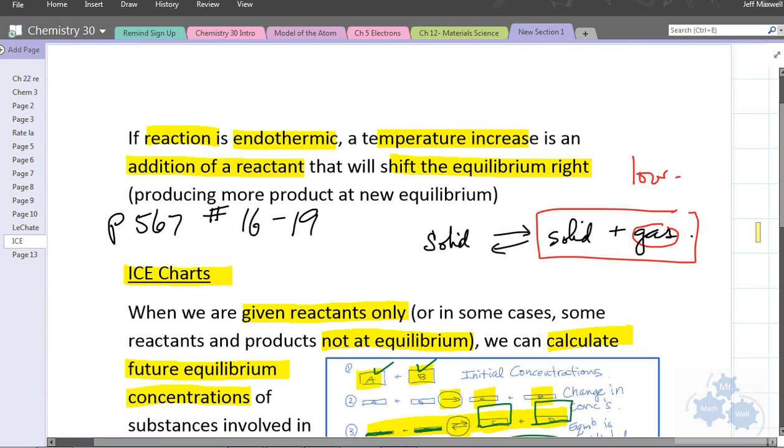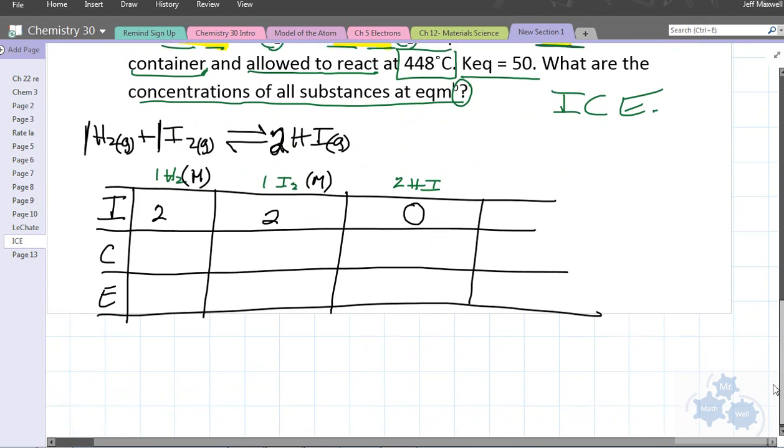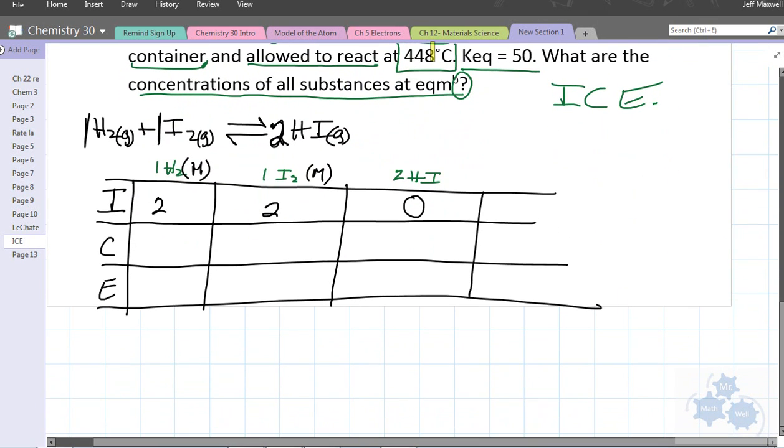That's where we're at. All right, so down here we said that 1 mole in a 0.5 liter container is 2 moles per liter. So we have 2 moles per liter of each hydrogen and iodine. And because that's all we start off with, the initial, remember I is initial, the initial concentration of 2HI is 0, because there's nothing there. Okay, so don't leave it blank, put a 0 there.